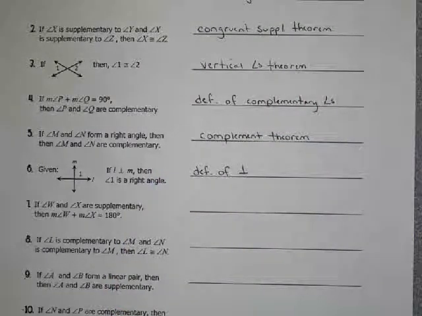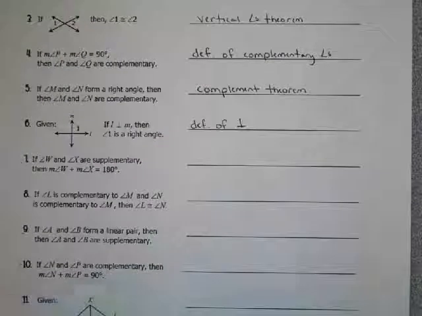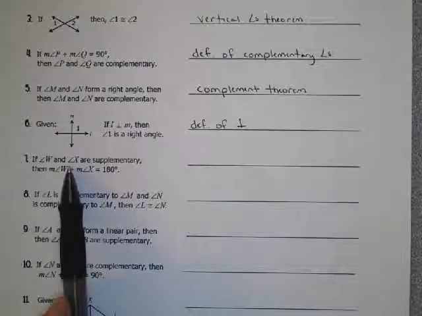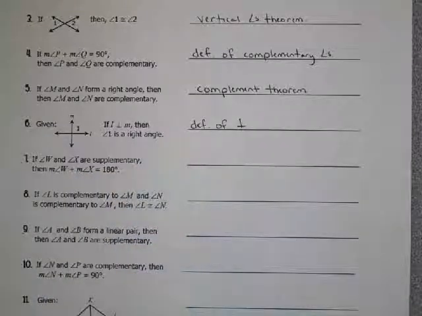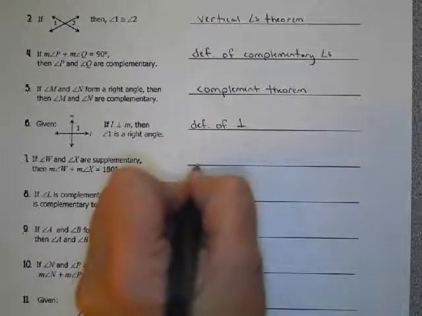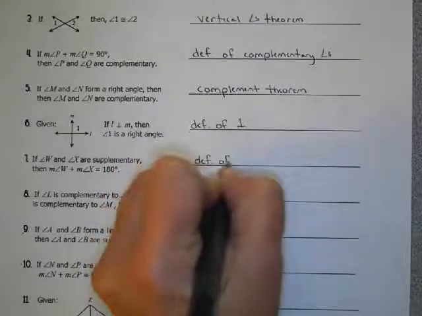Number 7, if angle W and angle X are supplementary, then the measure of angle W plus the measure of angle X equals 180. That's the definition of supplementary angles.